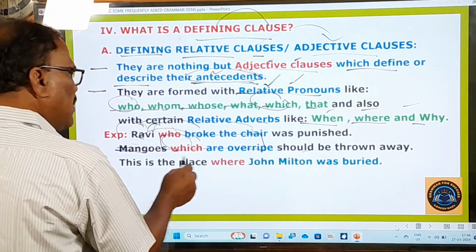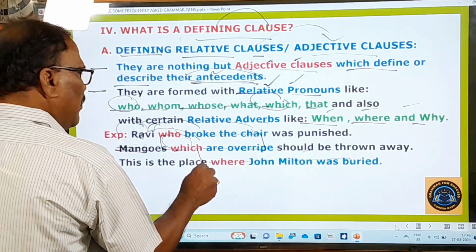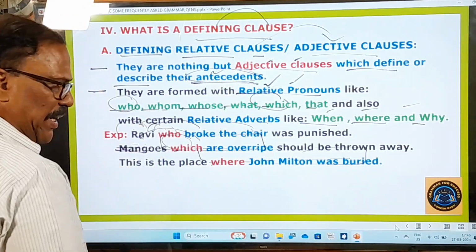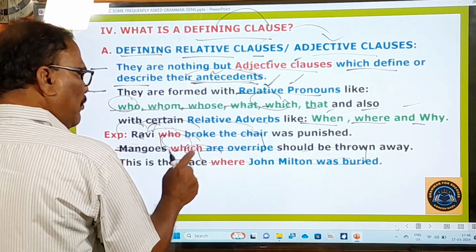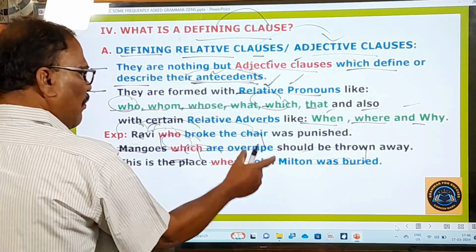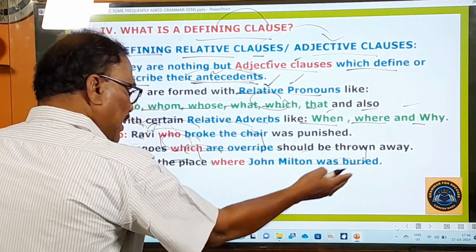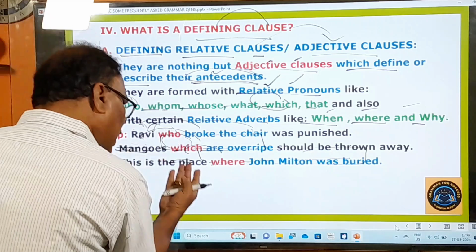And this is the place where John Milton was buried. So here, this clause is called an adjective clause or a defining clause. What is this part doing? It is describing this place. Place is the antecedent of this clause. Where John Milton was buried. Ekkadaithe John Milton paati pettabaddado, aa pradeshame idi.